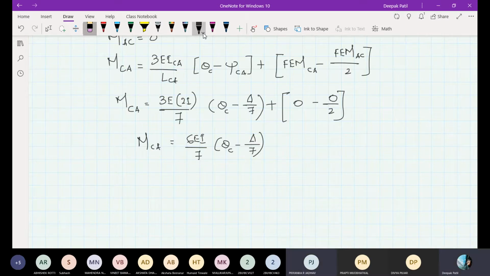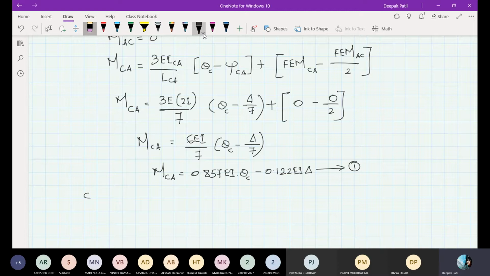Yes, sir. Okay, so just for simplification while doing the calculation, I will put it in a simplified form. 6EI by 7 into theta C comes out to be 0.857 EI into theta C, minus 6 by 7 into 1 by 7, so you will get minus 0.122 EI into delta. Let me call this equation 1. This is for span CA.